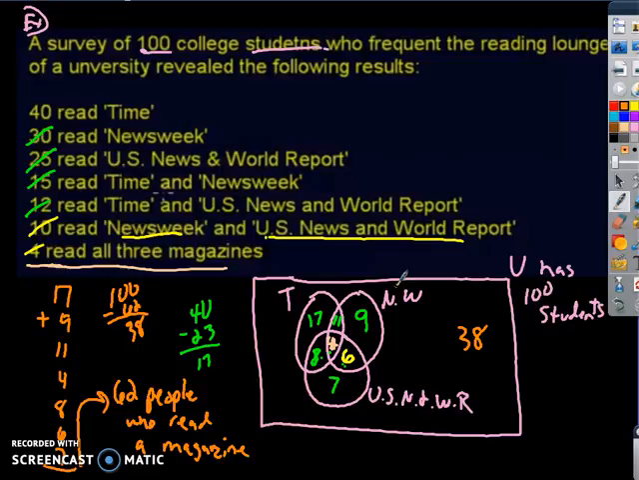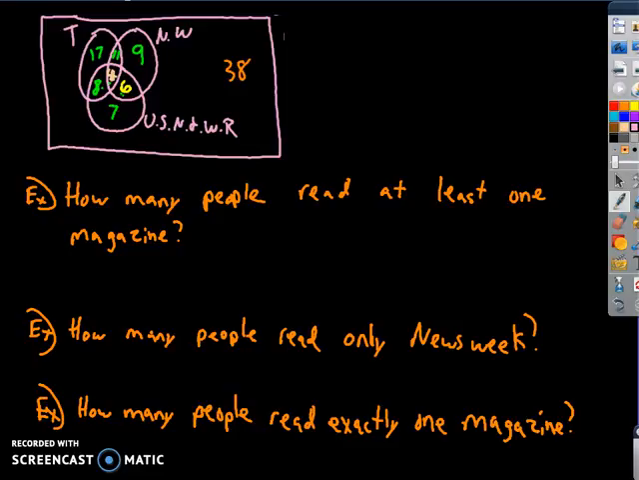All right, so I'm going to actually give you questions about the problem now. So pause the video and copy down anything that you find noteworthy. All right, first question says, how many people read at least one magazine? It's pretty much a question we already answered. So all these people read at least one magazine. We added it up earlier, and that was 62 people.